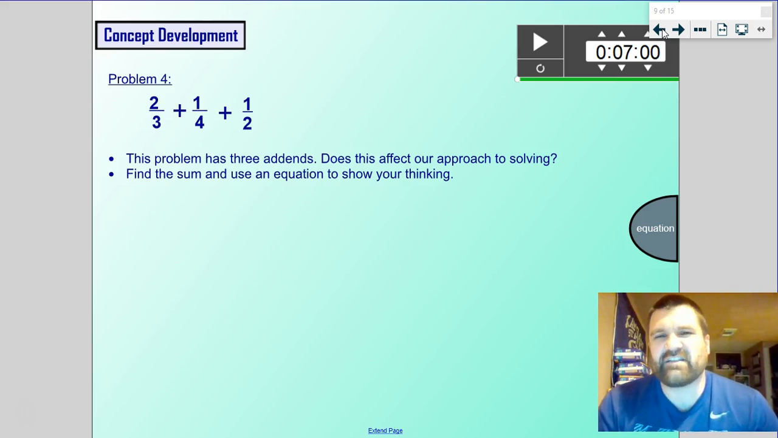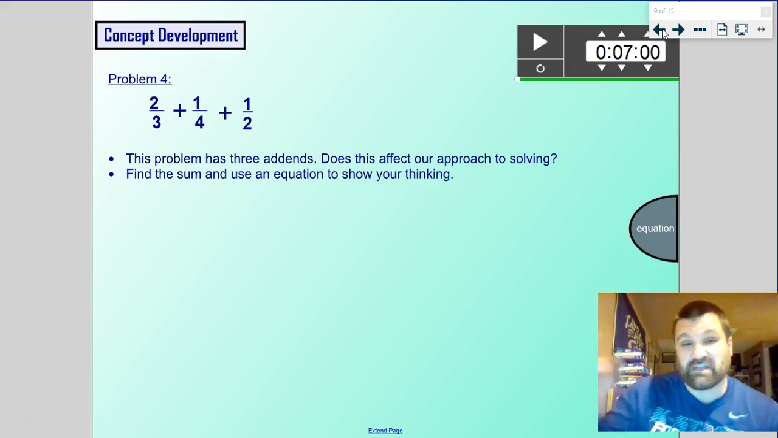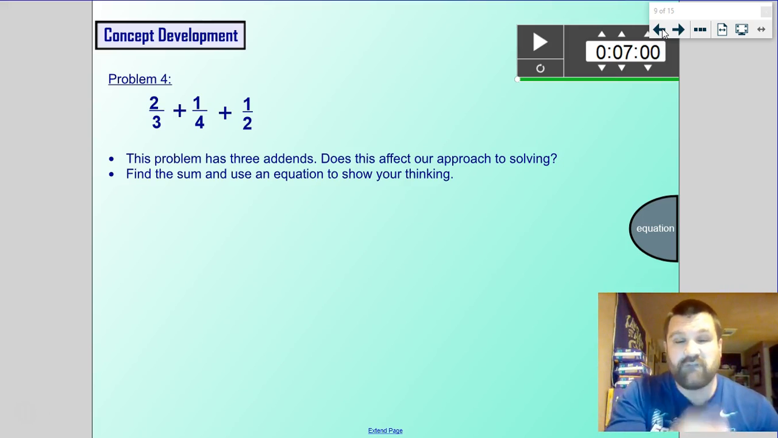Does this affect the approach that we're going to take to solve it? Does it? I don't think it does. You can still take the big number, which is 4, right? Can 2 go into 4? Yes. Can 3 go into 4? No. Take the 4, add it. Multiples. 4 plus 4 is 8. Can 2 go into 8? Yes. Can 3 go into 8? No. Do another multiple.